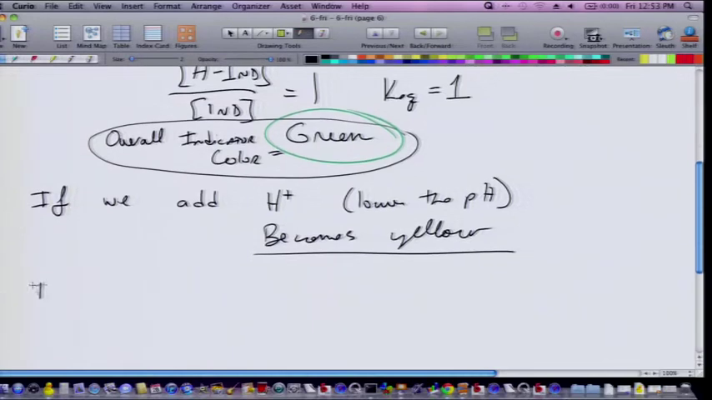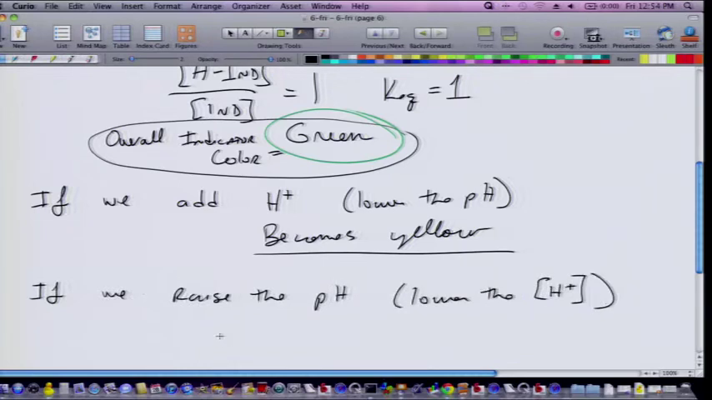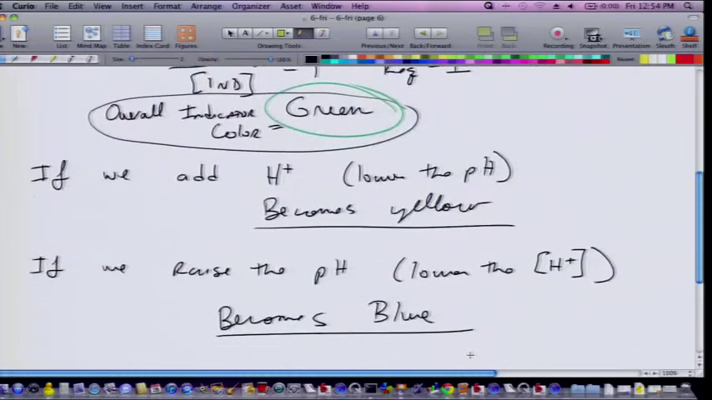Okay. And now if we instead raise the pH, which means lower the concentration of protons, then what happens? Yeah, it becomes blue. Okay. So that's all you need to know. I mean, there's a lot of other nuances about acid-base indicator chemistry that I'll talk about in detail. But this is the basic principle that the proton becomes a driving force in this reaction. This reaction could go either way.